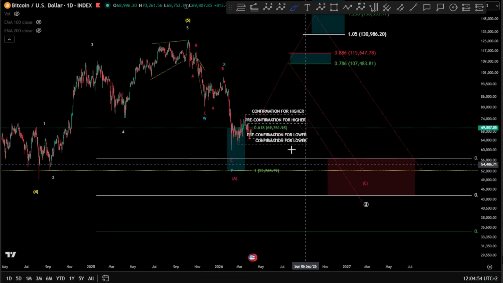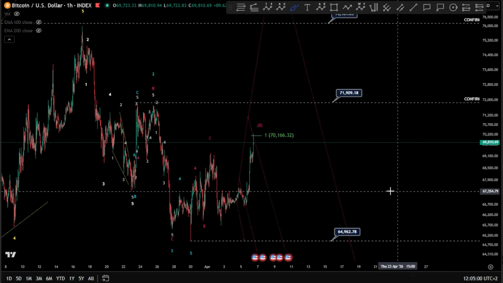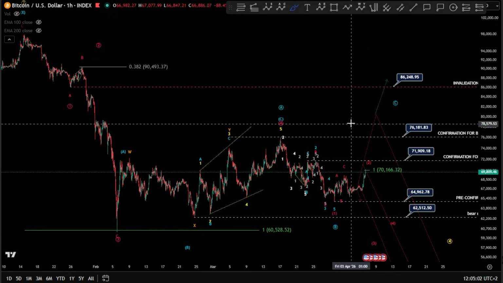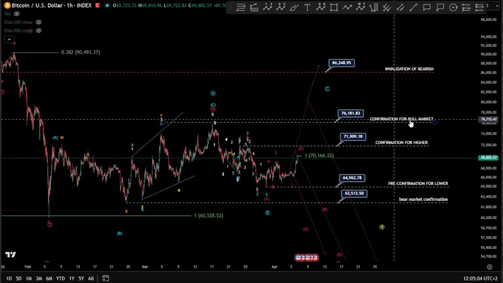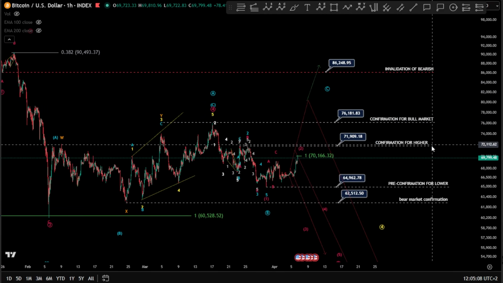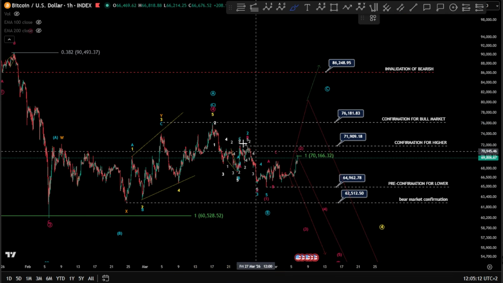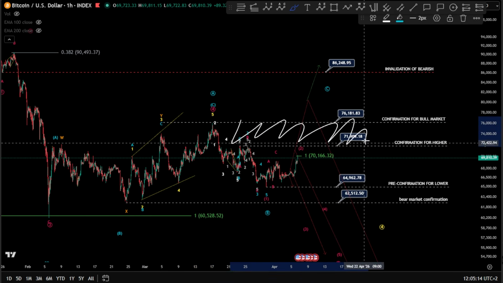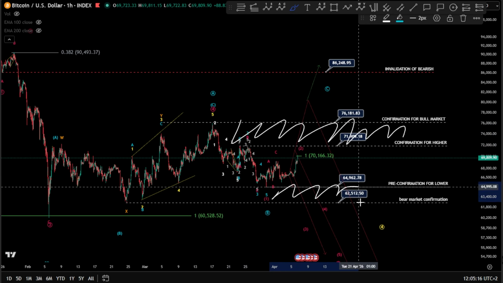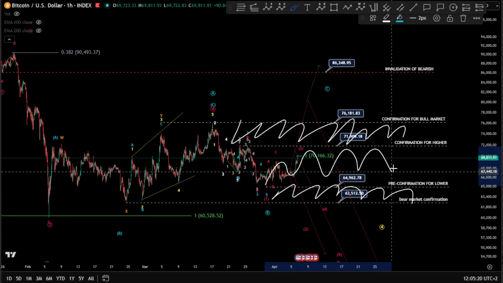We're still there. We're still ranging on the 1 hour chart. As you can see, we're still ranging between those two areas. The confirmation for bull market, confirmation for higher. As I mentioned already, those are the areas that we are looking out to break, whether for lower or for higher. We're still ranging in between.